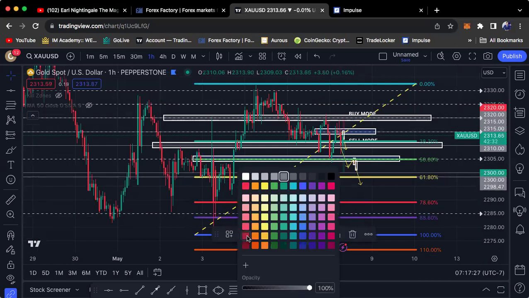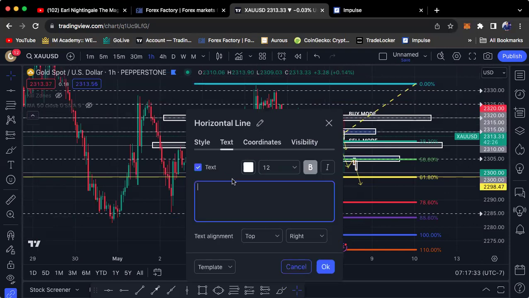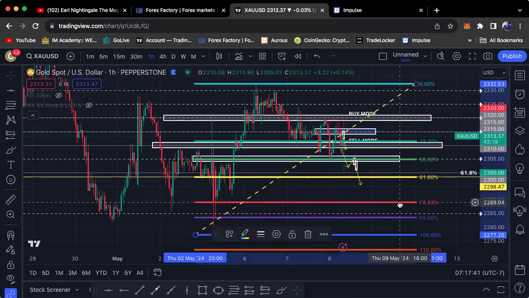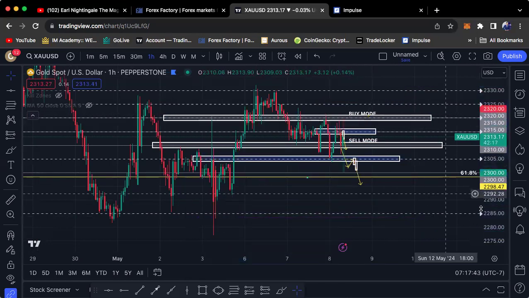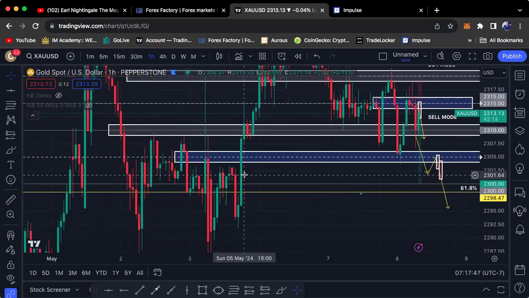Okay, I'm going to draw this. It's going to be yellow to know that it's my 61.8 zone. Okay, 61.8, my sweet spot. And then I have the imbalance right here.